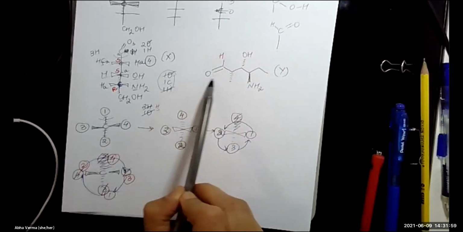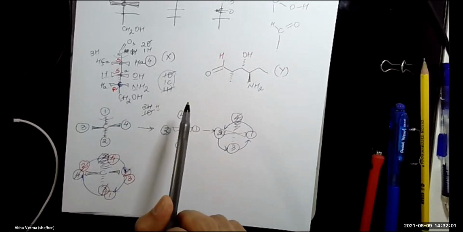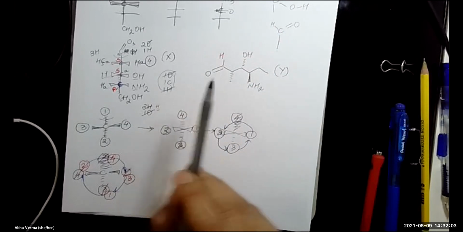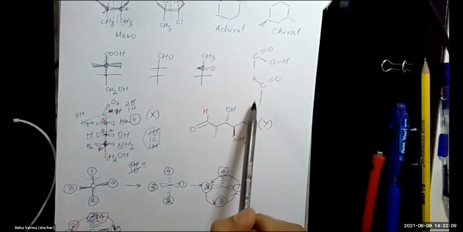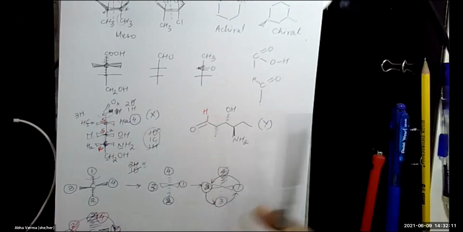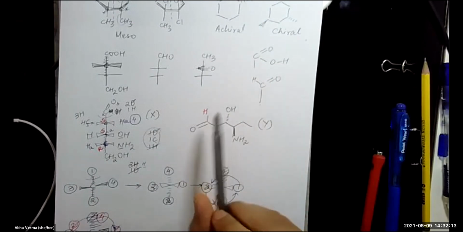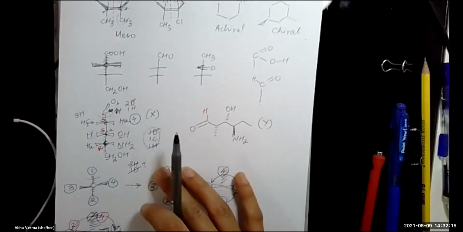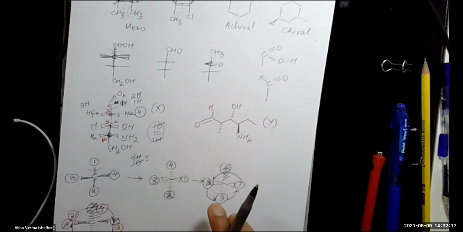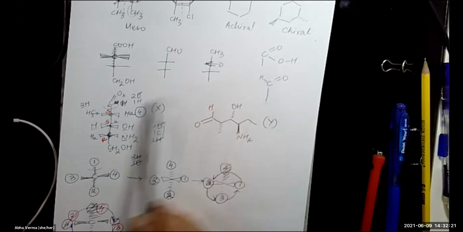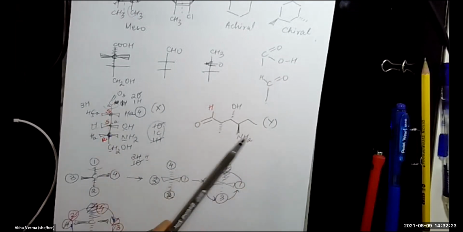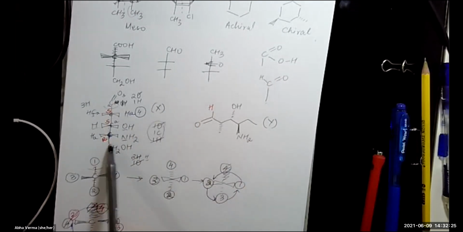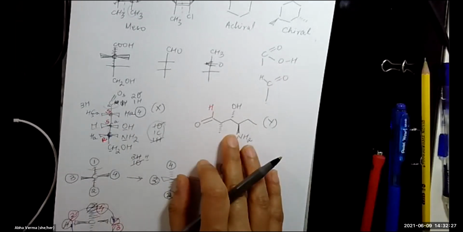Is it a carboxylic acid? A carboxylic acid would look something like this. So this is an aldehyde, but it is a carbonyl group. Yes, you're right. And so it's exactly the same connectivity. What is the next step that we have to do?